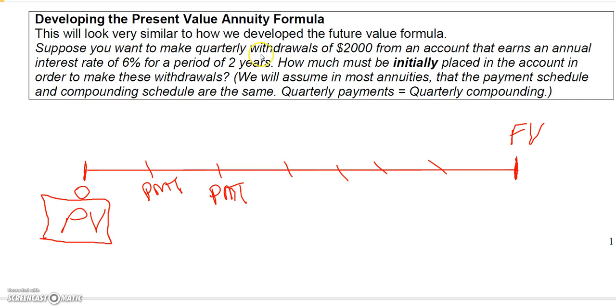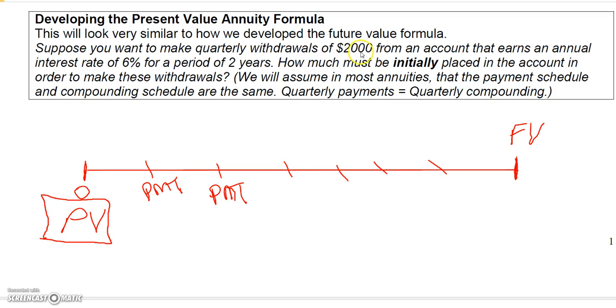Suppose you want to make quarterly withdrawals from an account that earns an annual interest rate of 6% for a period of 2 years. How much must be initially placed in the account in order to make these withdrawals?